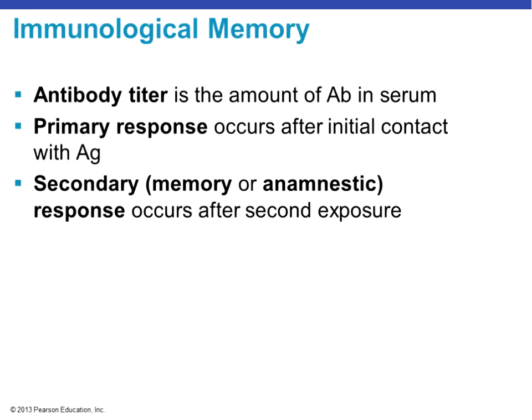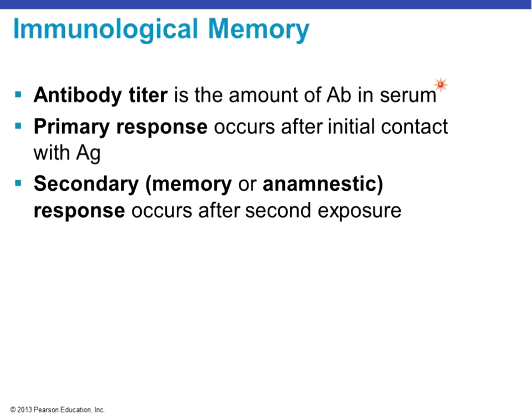Immunological memory, your body lives by that old adage, fool me once, shame on you, fool me twice, shame on me, so that the next time that it sees this infection, it's going to elicit a more robust immune response, and it's going to happen quicker. Antibody titer is the amount of antibody in a serum, and it lets your physicians know whether or not your body has seen this particular infection before.